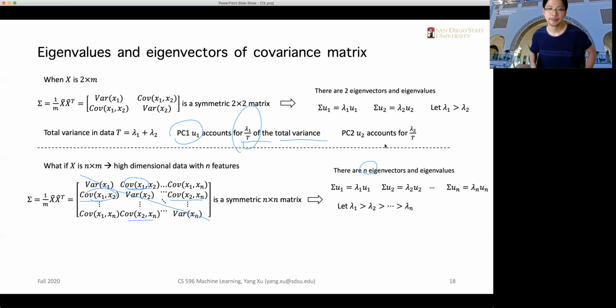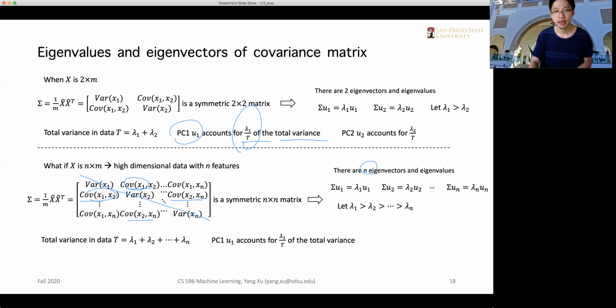And let's let lambda 1 be the biggest one, okay? And we sort all the lambda values in descending order. So the total variance is the summation of all the lambda values, and the amount of variance accounted for by PC1 is the ratio of lambda 1 over the total variance.